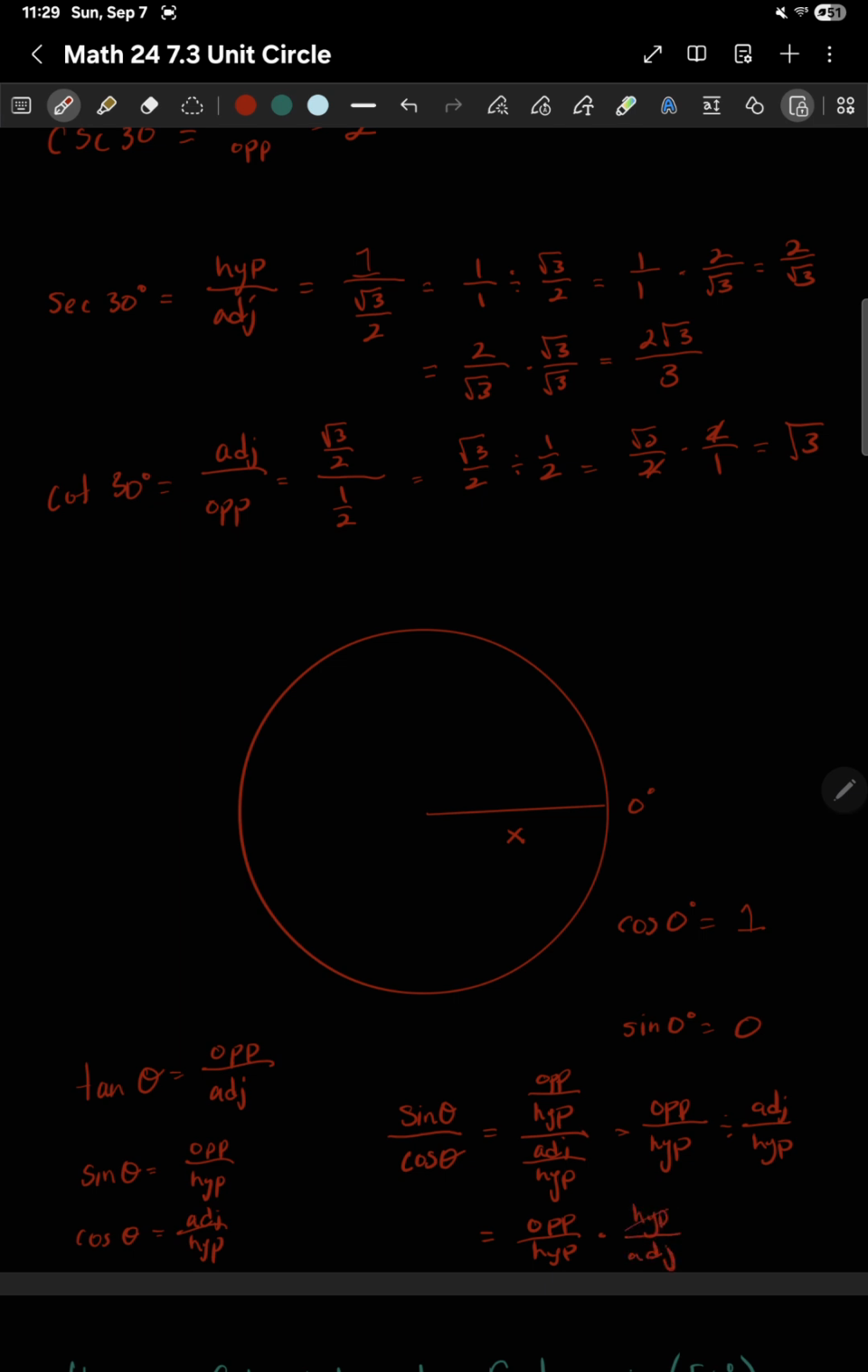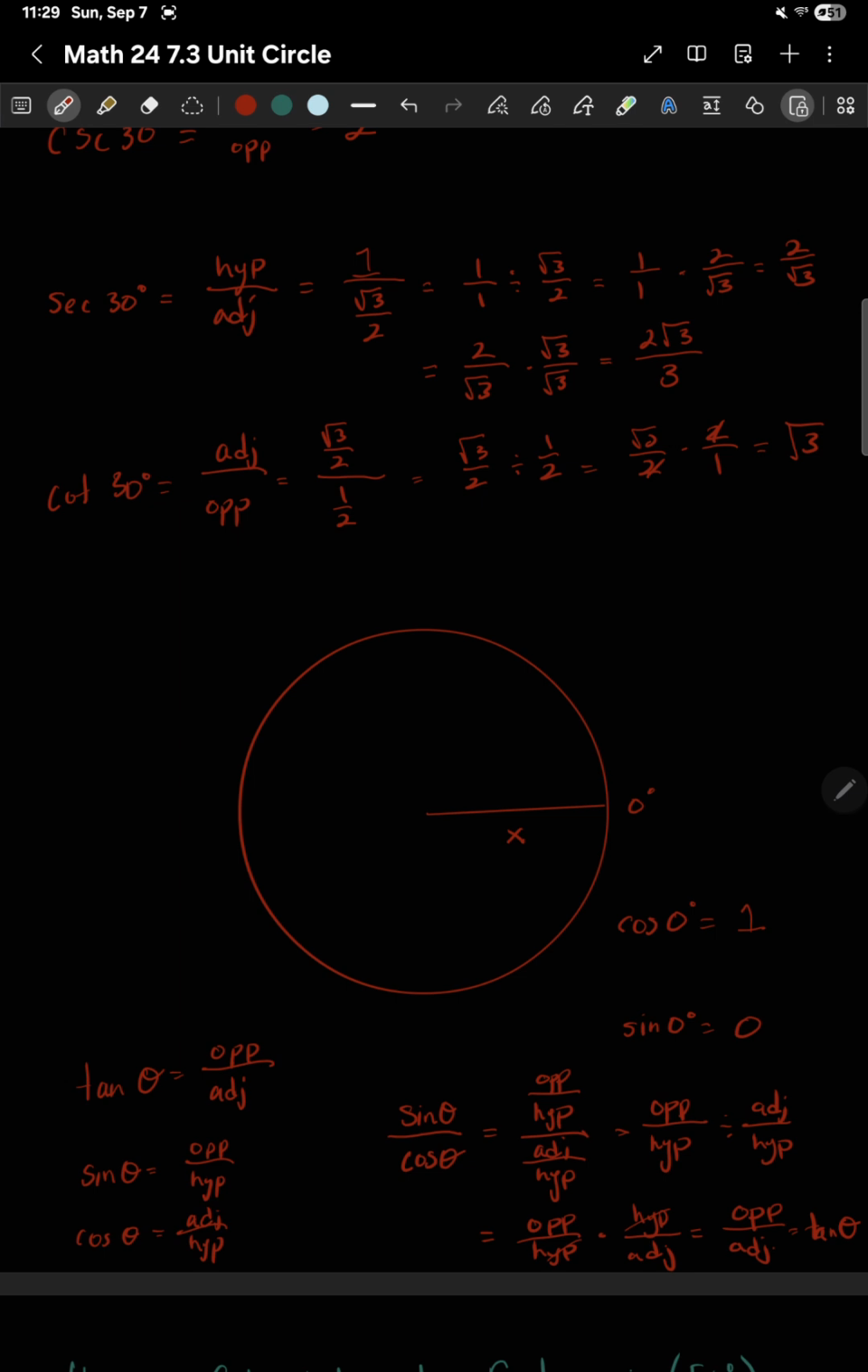And so since we have hypotenuse on top and bottom, they cancel. And so what are we left with? We're left with opposite over adjacent. Well, what is opposite over adjacent? Well, that's actually tangent, right? So another way to think about tangent is it's just sine over cosine.